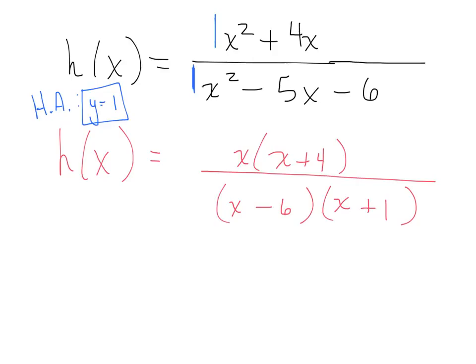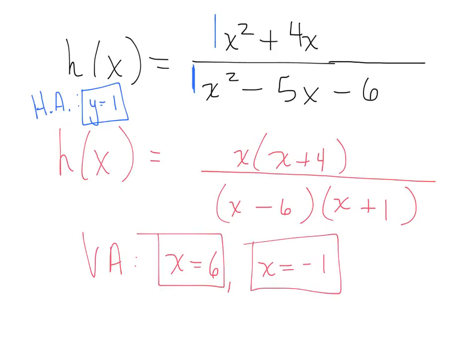All right, so clearly there's no holes in the graph. What other type of discontinuity do we have if there's no holes? Well, vertical asymptotes are 6 and negative 1. x equals 6 and x equals negative 1. Good. So we've got all of our asymptotes done. We check for holes. Next, we have intercepts.